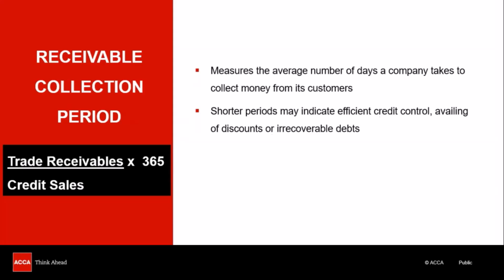First of all, if we talk in a very generic sense, then shorter periods may indicate efficient credit control. So it may show that you are quickly receiving the money from your receivables. It also may mean that your customers are availing discounts. So you have offered settlement discounts or you have given promotional pricing. So that is something which may reduce your receivable collection period. However, it may reduce the revenue as well as the gross profit percentage.